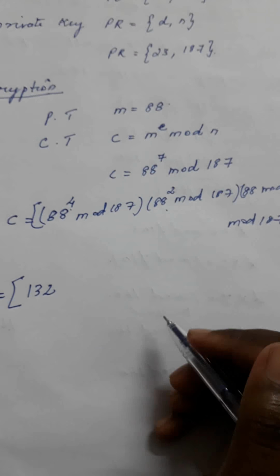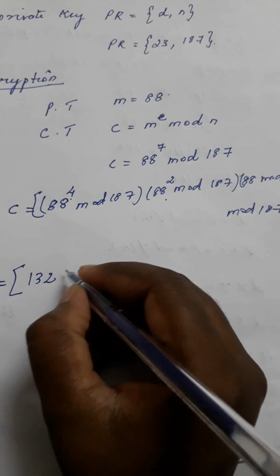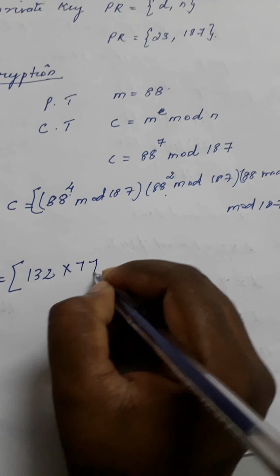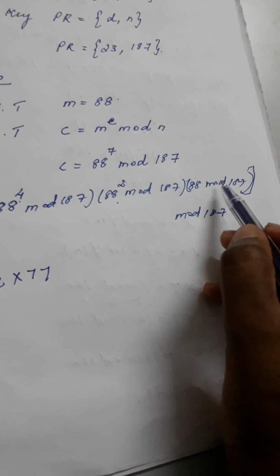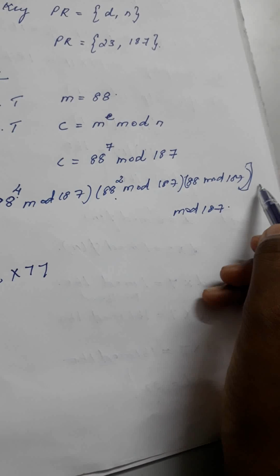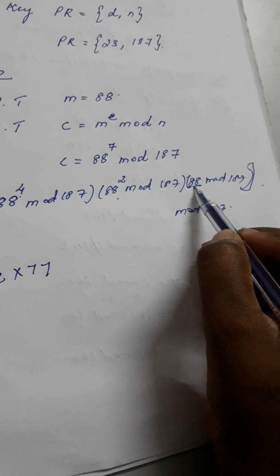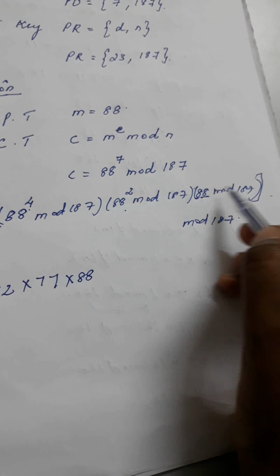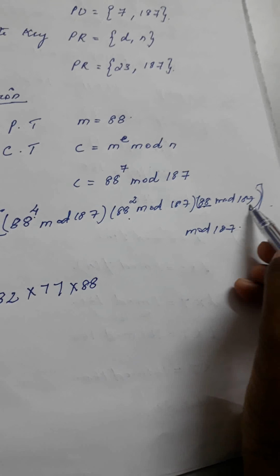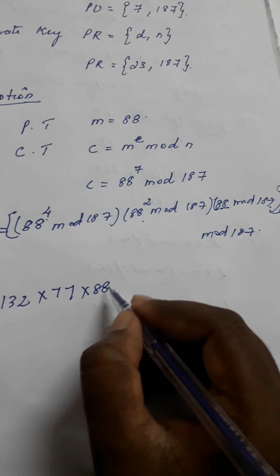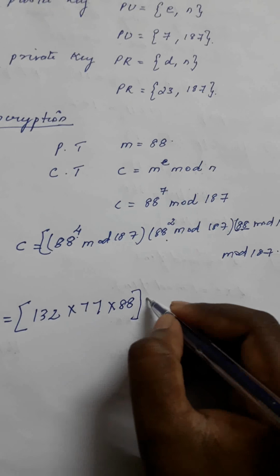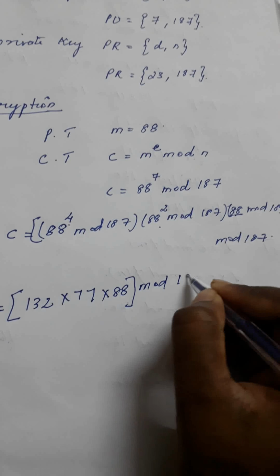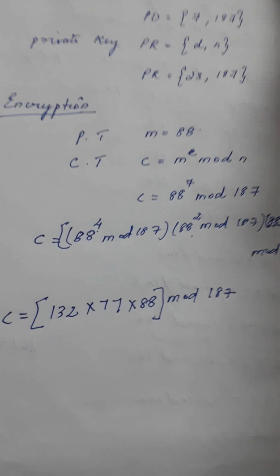So 88 square mod 187 is 77. Now when we move to the next value, 88 mod 187, as it is a smaller number than 187, we write it as it is. Now this value into mod 187.